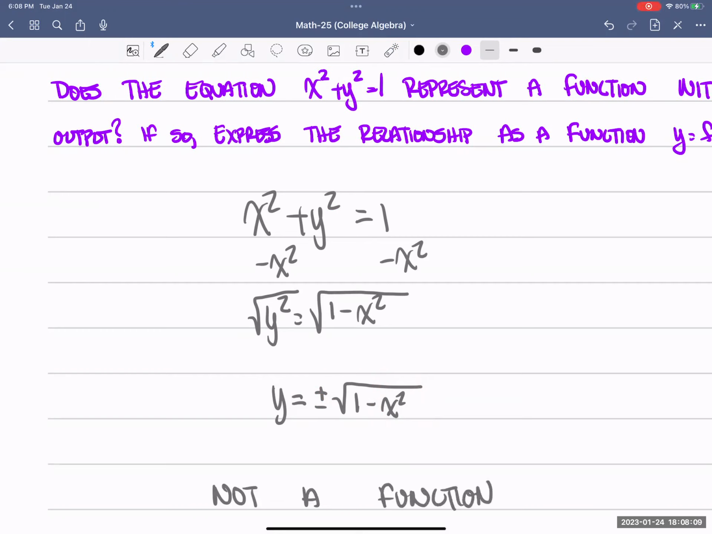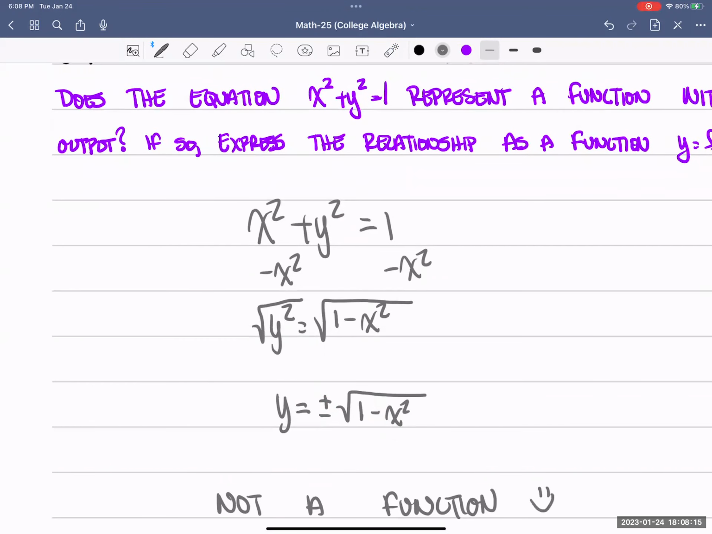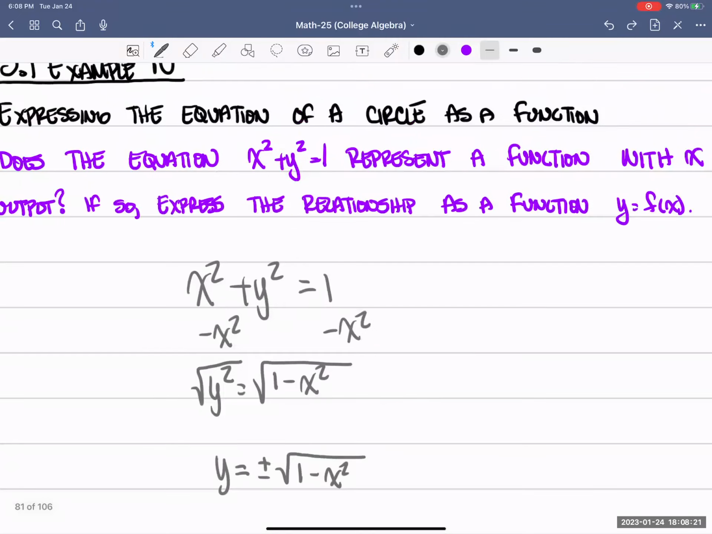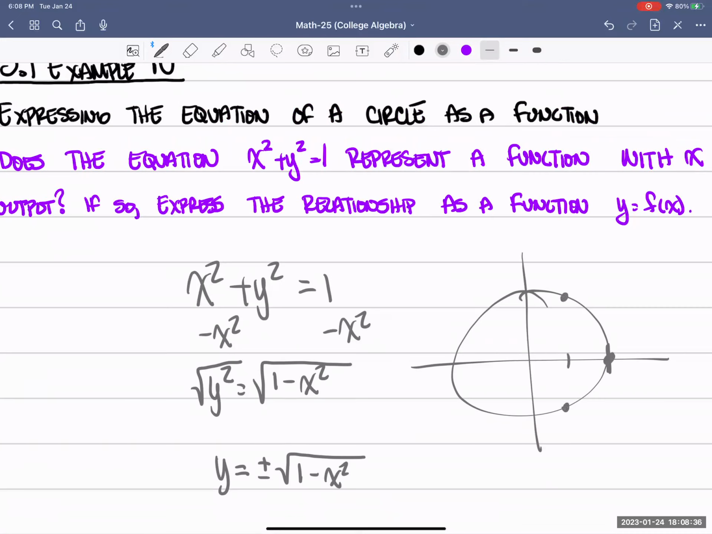Not a function. Makes me a little sad. There is a way that we could make it a function, and it's if we restrict it. So think about what a circle is. For the x input, let's say here at 1, we're only going to have one solution, but over here at 0.5, we ended up with these two solutions. So we can't really force it. We could force it to be just the top half of the circle. And having that top half of the circle, we do have just one solution.